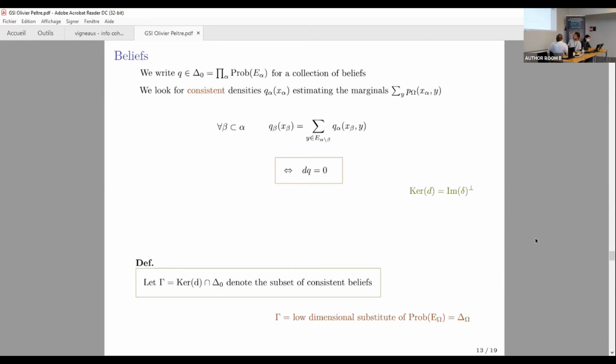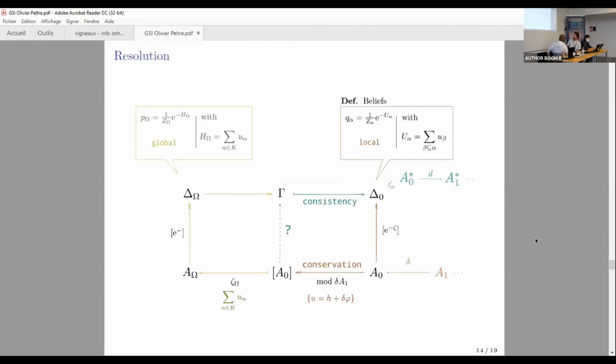And I denote by gamma this set of consistent beliefs, okay? So it's included in a space of linear measures, and we just restrict. So gamma, this space of consistent beliefs, is really what we will use as a substitute for true global probabilities that we could never compute anyway. And so here is a picture of the problem now.